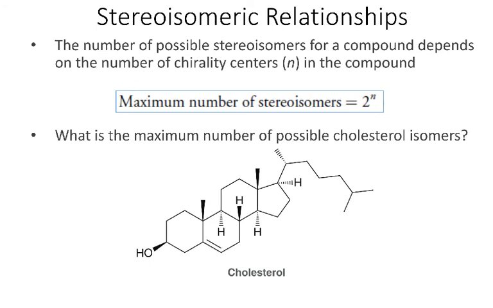But if we do one example, if I want to know the maximum number of possible cholesterol stereoisomers, we need to count the number of chiral centers. And so we have 1, 2, 3, 4, 5, 6, 7, 8. And so if I do 2 to the 8th, there are 256 possible stereoisomers. So there's this one. It will have 1 enantiomer, and then it will have 254 diastereomers.